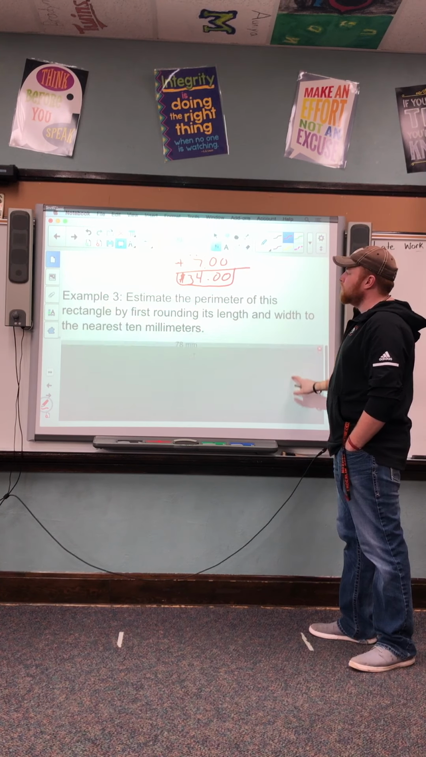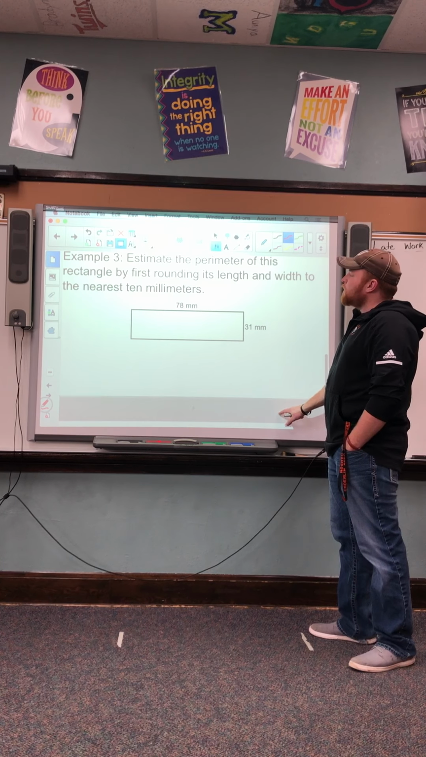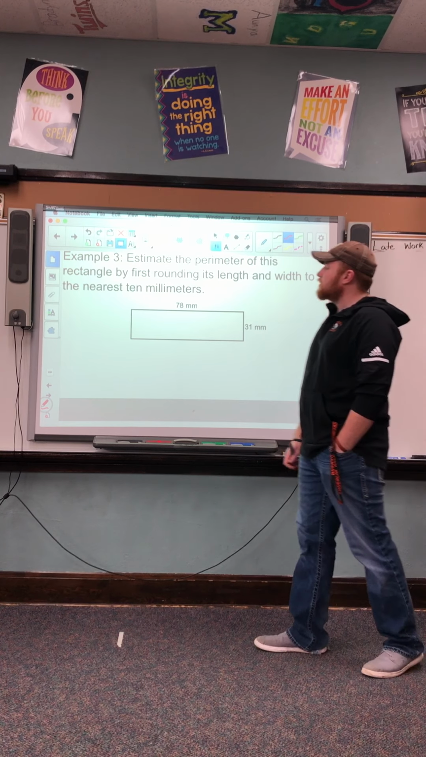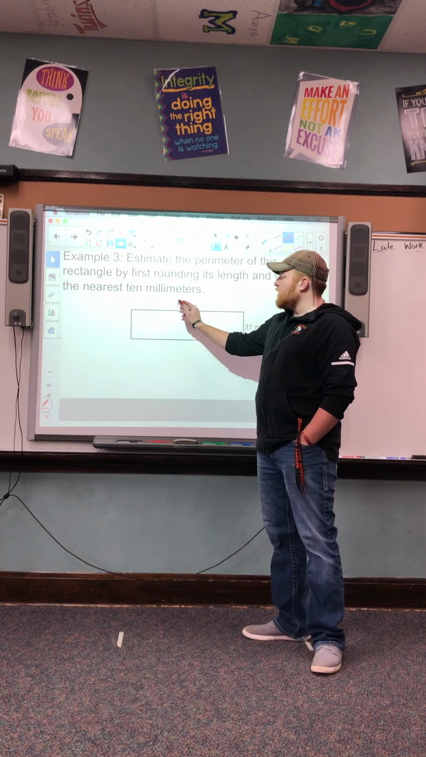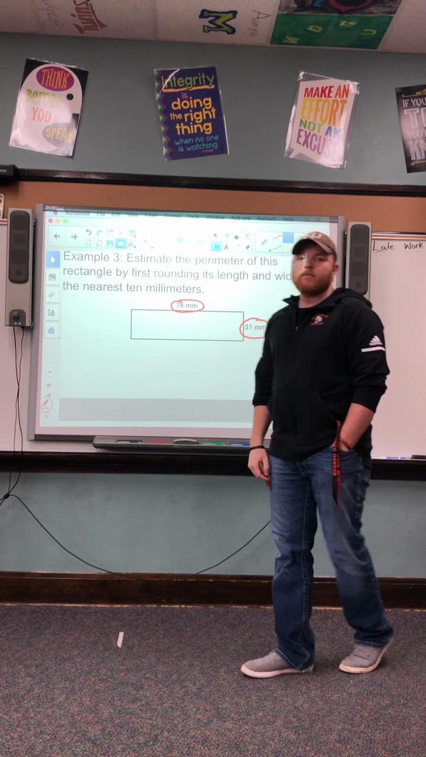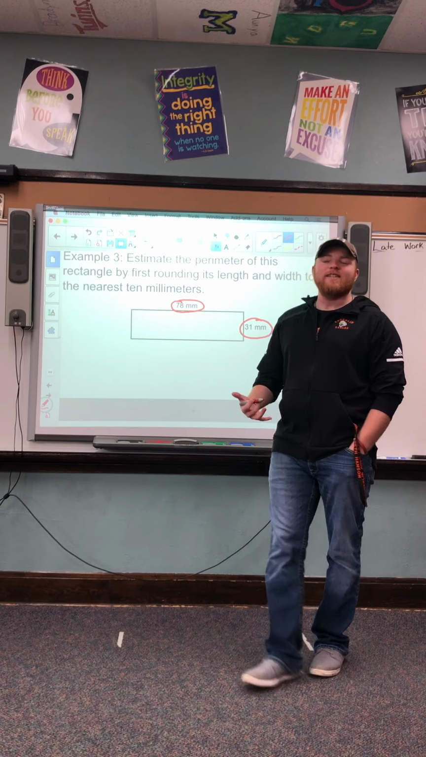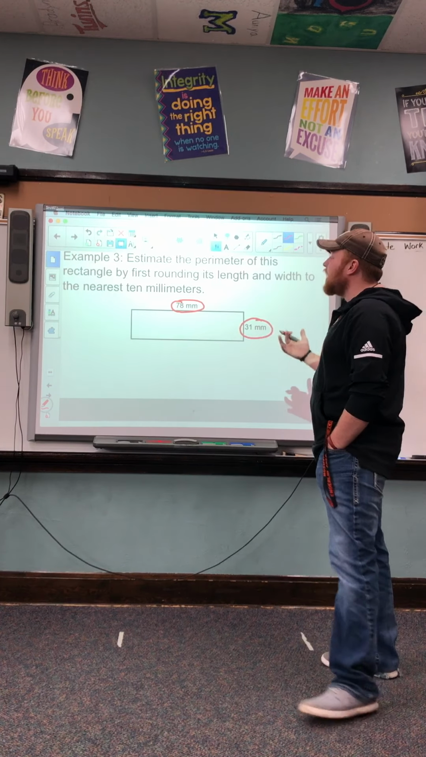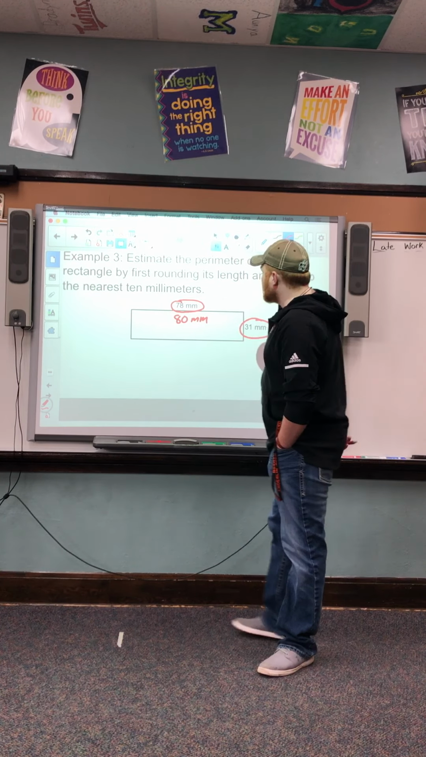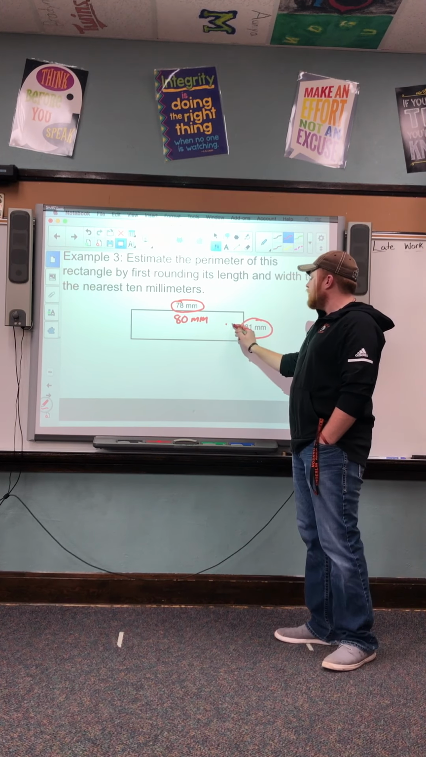All right, example 3, excuse me. Estimate the perimeter of this rectangle by first rounding its length and width to the nearest 10 millimeters. Okay, so now we have, if you can see, 78 millimeters and 31 millimeters. What would we round 78 millimeters to the nearest 10 millimeters? This would be 80 millimeters. And then 31 millimeters, we would round that to 30.